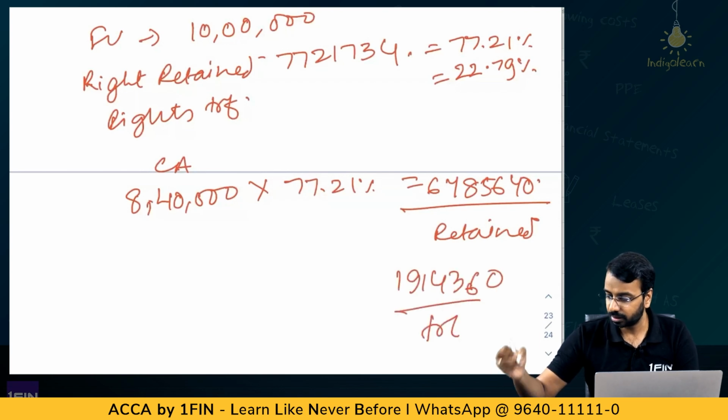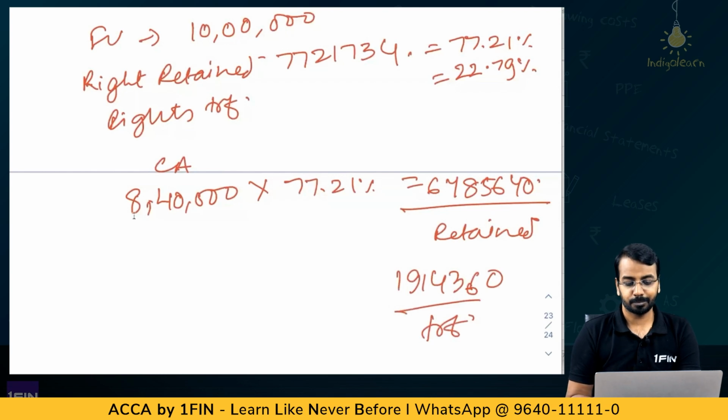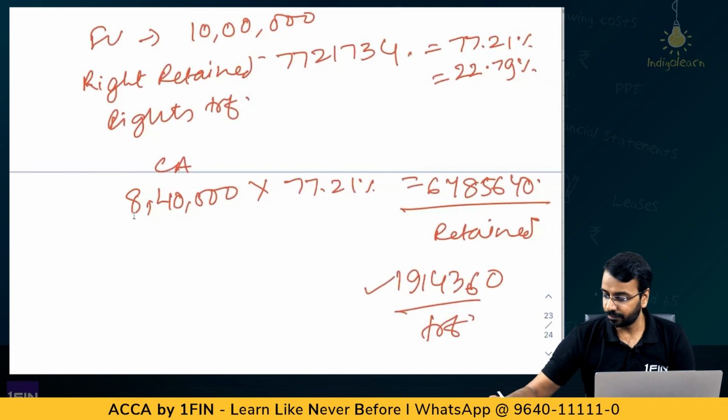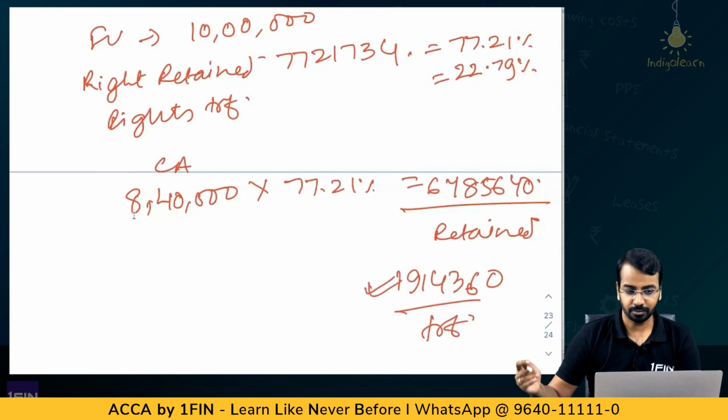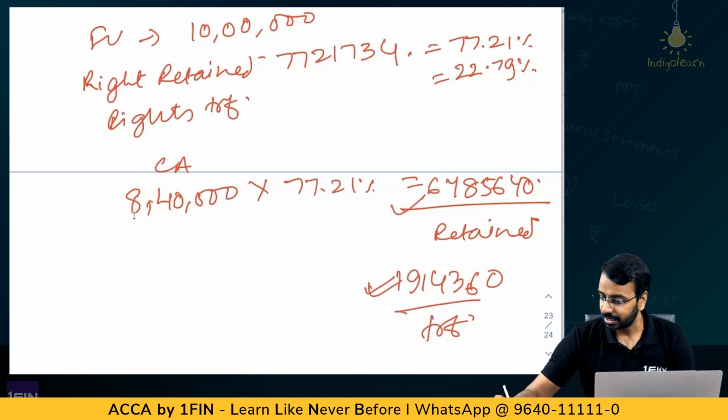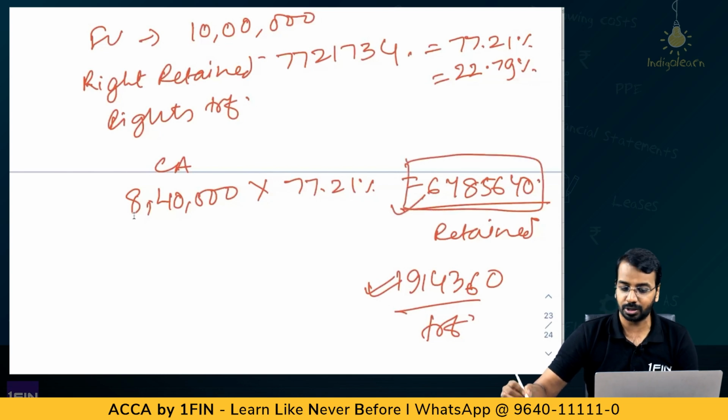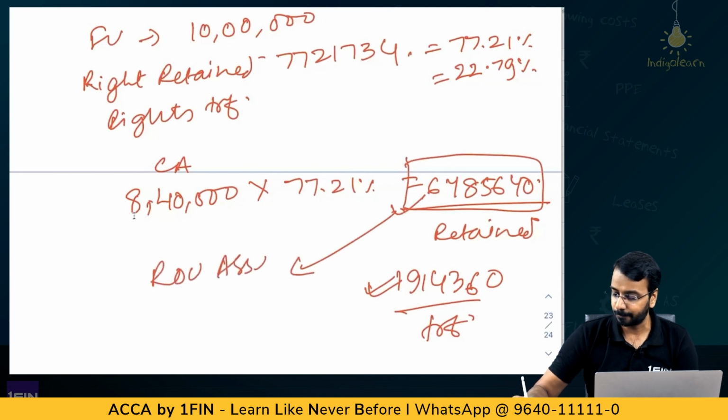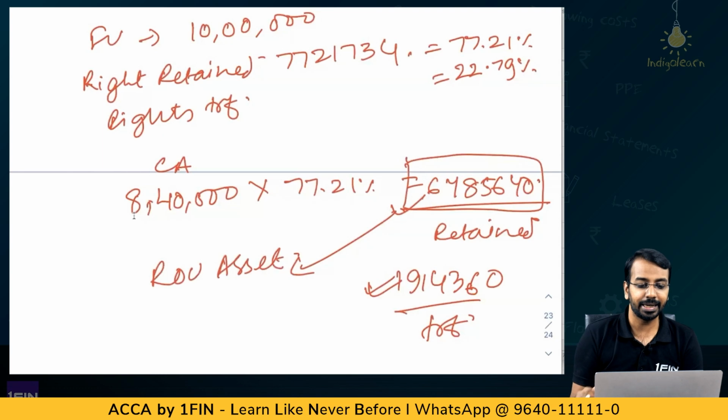This is transferred. Okay. So, 1914360 is transferred. 6485640 is something which is retained. So, what happens is this 6485640 what is retained, this will be your right of use asset, which you have to continue to recognize.